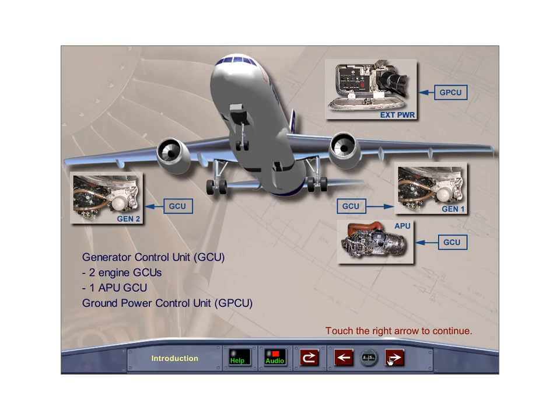The electrical generators are automatically controlled and monitored by generator control units, or GCUs, and external power is controlled by a ground power control unit, or GPCU. The GCUs and GPCU determine which power source takes priority by controlling the generator line contactors.